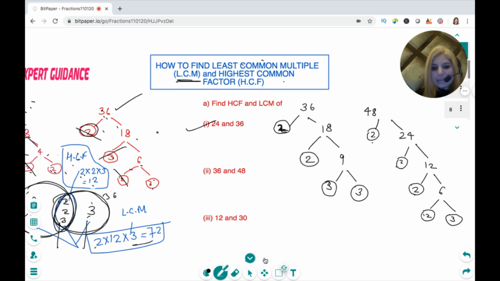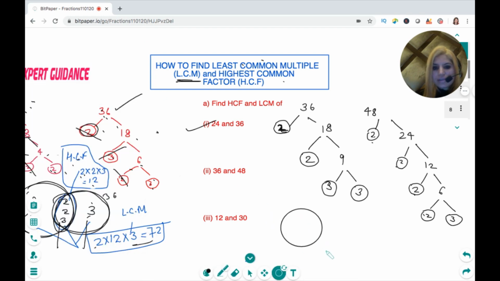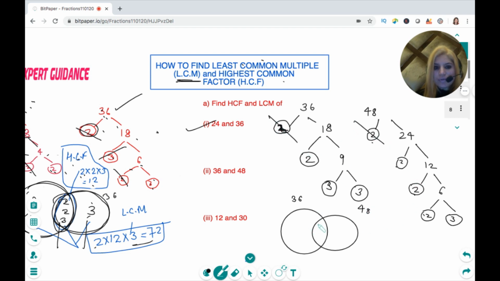Now let us make a Venn diagram. So this is my Venn diagram for 36 and 48. This is for my 36 and this is for my 48. Now what are the factors that are common? 2 is common in both of them, so we'll write 2 in the middle. Another 2 is common in both of them, so we'll write 2 in the middle. And next, 3 is common in both of them, so we'll write 3 in the middle.